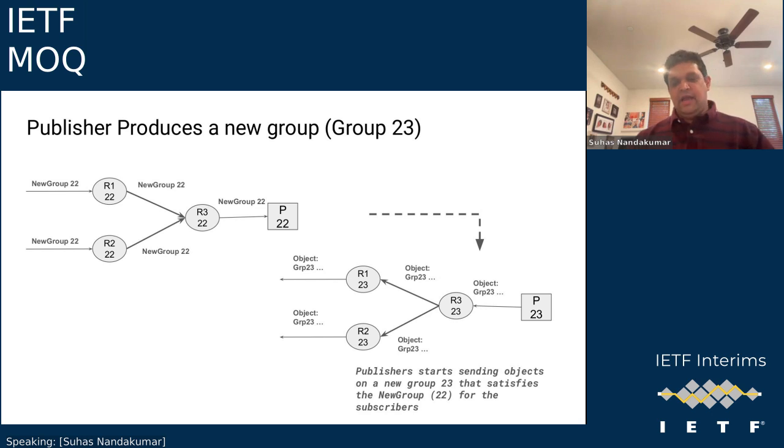It's more like a new group message will be implicitly satisfied when the subscribers or the relays see on the data stream a change in the object in the group that's been generated based on the previous new group that went out. So this way, both the subscribers start seeing objects coming from group 23, and their new group request is implicitly satisfied that way as well.